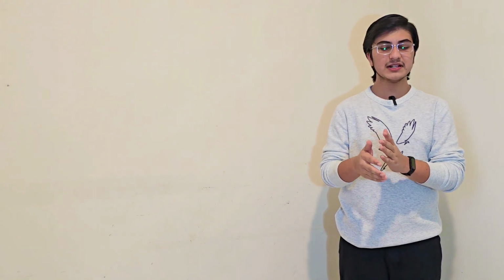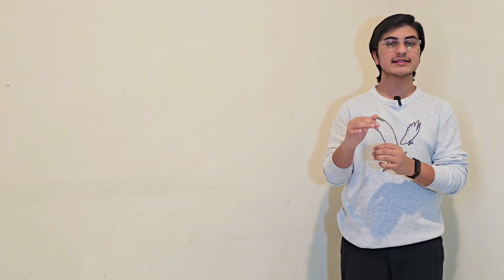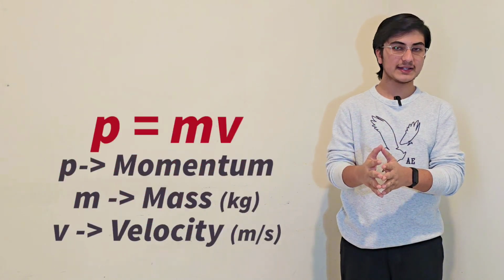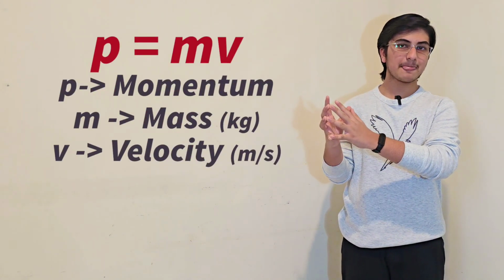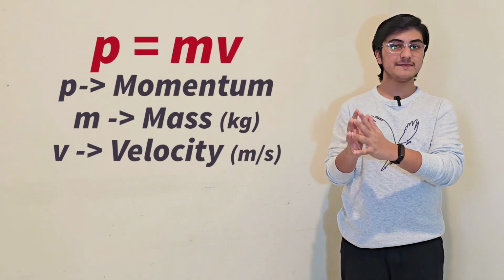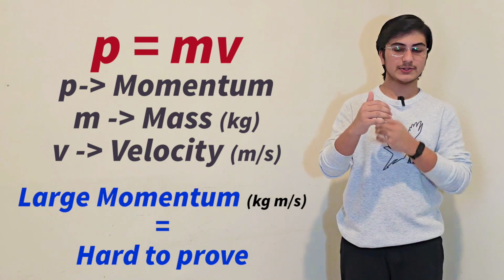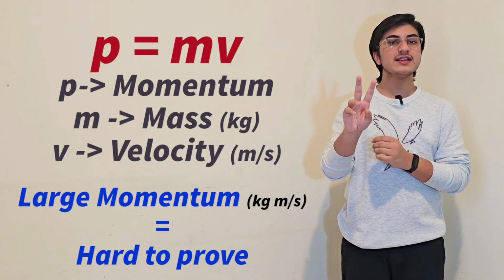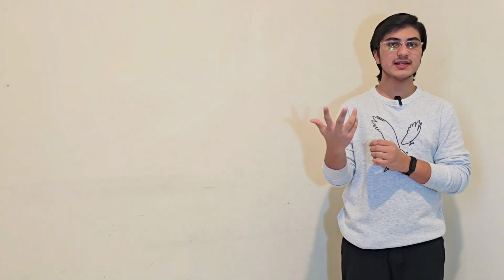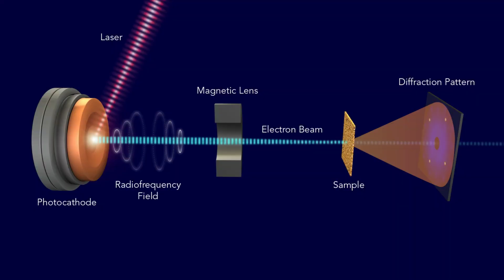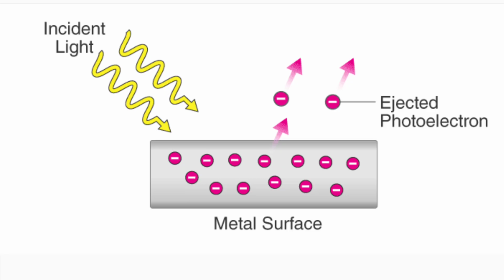Now, first of all, before we delve into the proof, there's one thing I need to clear: technically, even us humans behave like a wave for reasons we'll see later on, but it's very hard to prove that. For big objects and objects which are very fast, it's very hard to prove that. We will see that later on. So, there are two ways of proving this. Two very common ways are electron diffraction and the photoelectric effect. Let's first do electron diffraction.